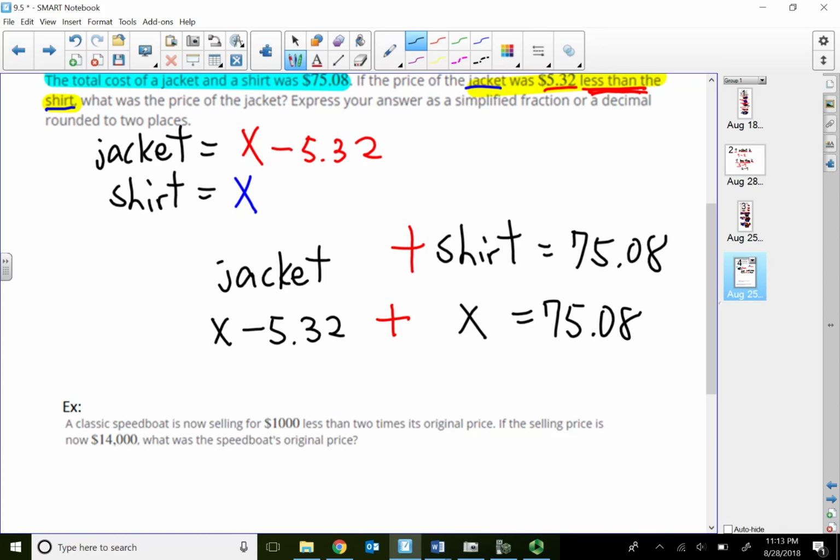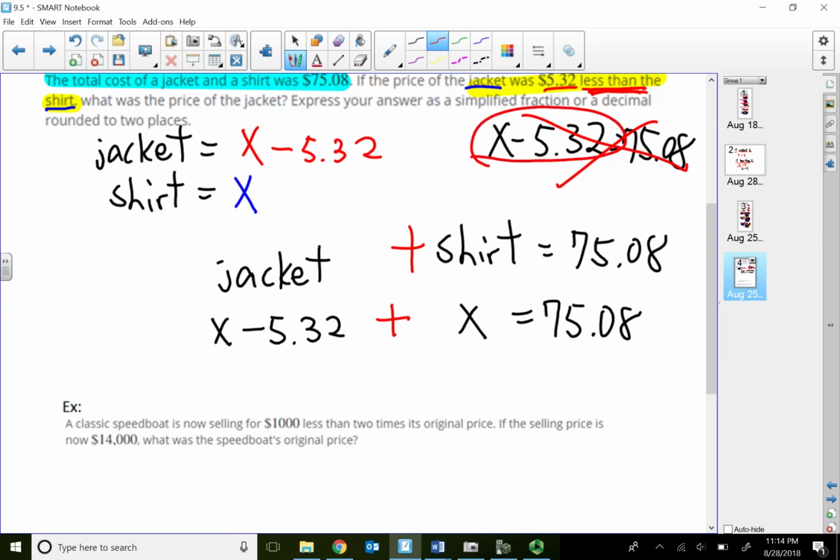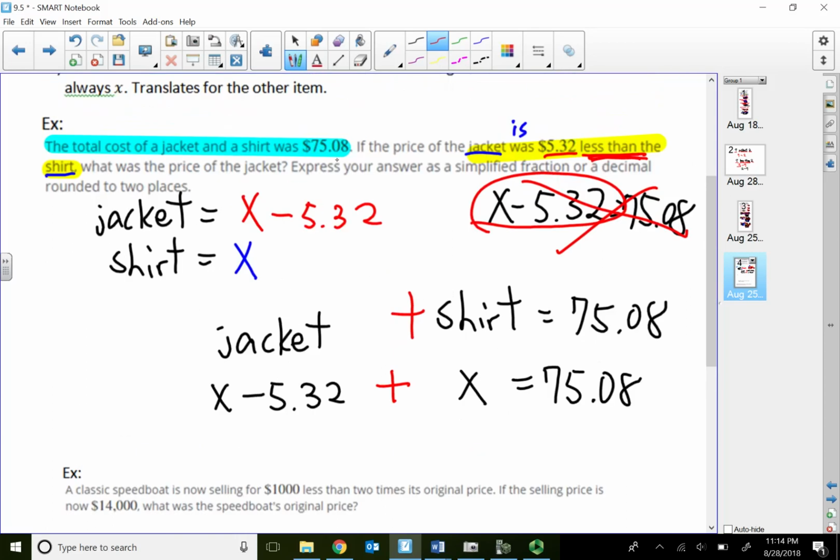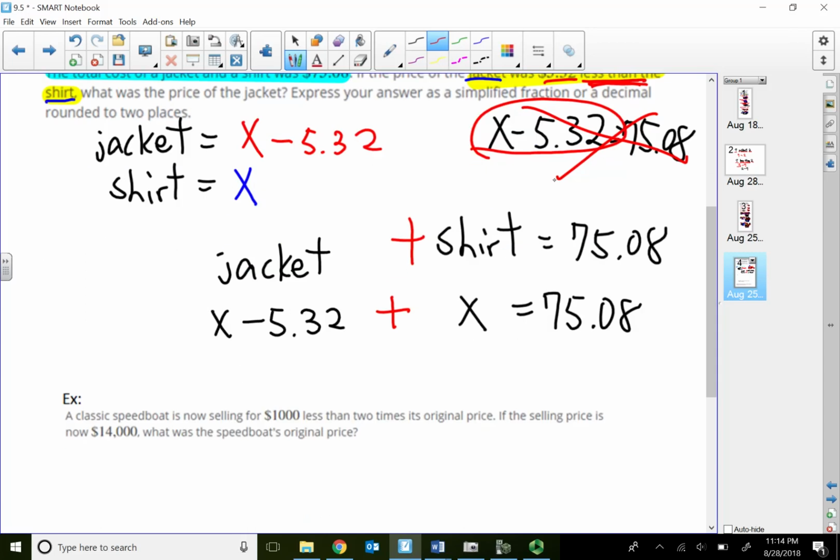75.08. So tell me why when students write x minus 5.32 equal to 75.08 is always going to be wrong. Because x minus 5.32 is only representing what? The jacket. The problem never said the jacket is 75 dollars and 8 cents. The problem literally says the total cost of the jacket and the shirt together is 75. All right, just be aware of that.